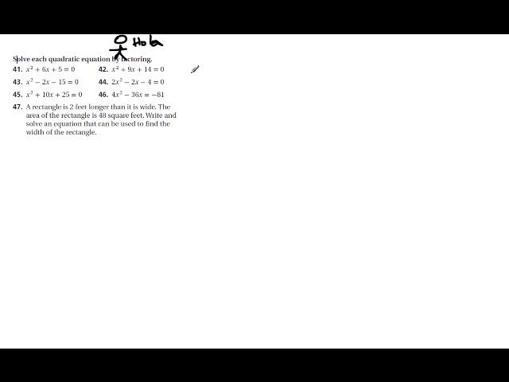This first one's pretty easy. What adds to 9 and multiplies to 14? Well, that's x plus 2, x plus 7. 7 plus 2 is 9. 7 times 2 is 14. So what we want to do is make either of these terms, either left or the right, equal to 0.